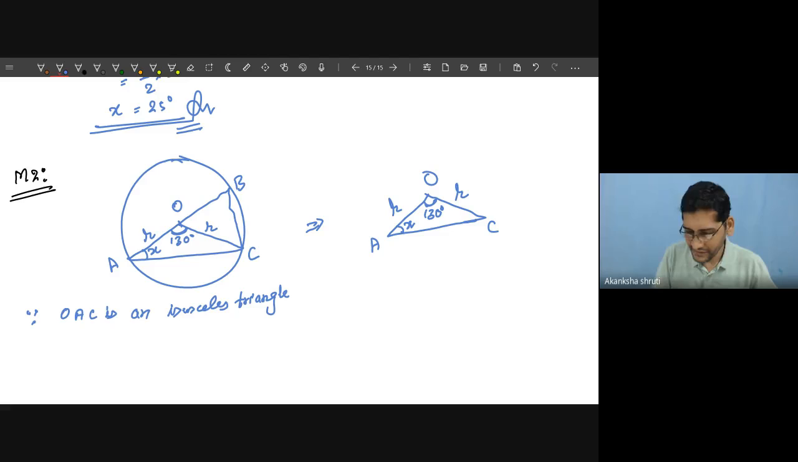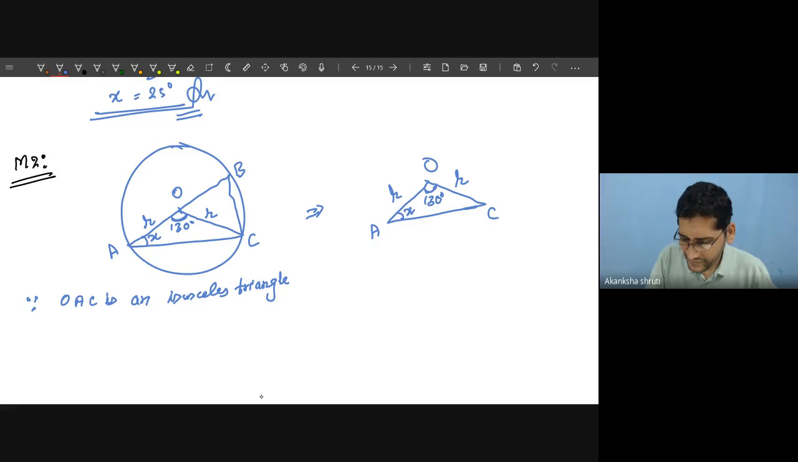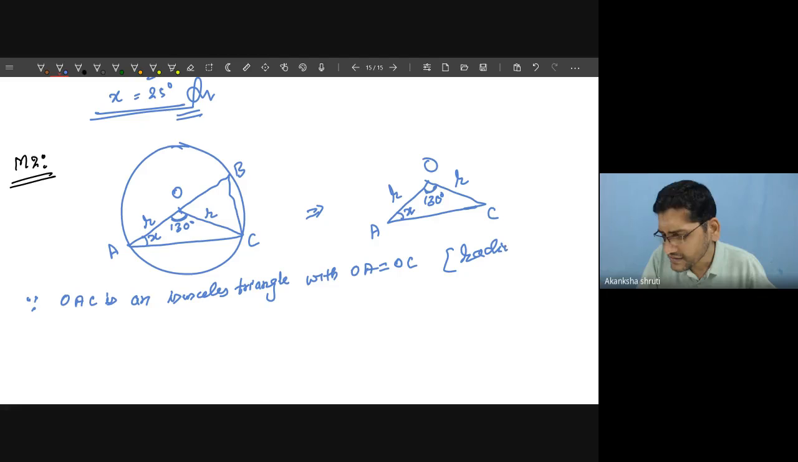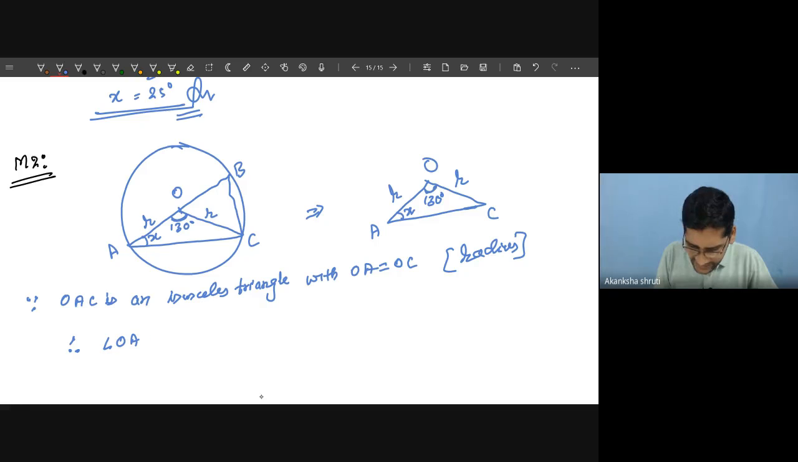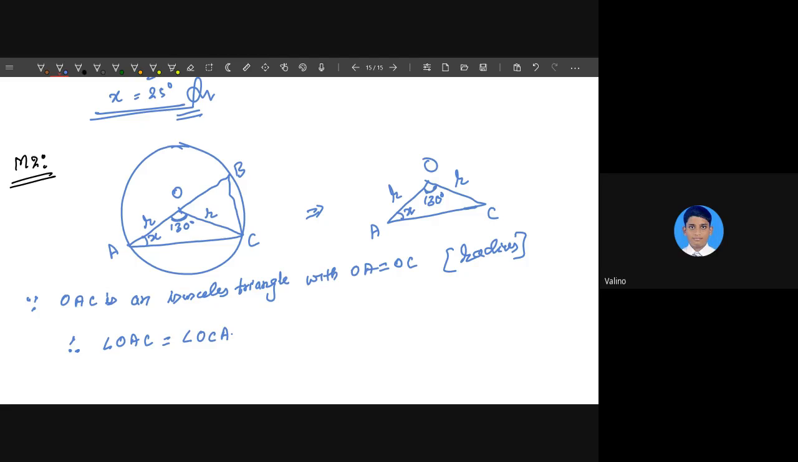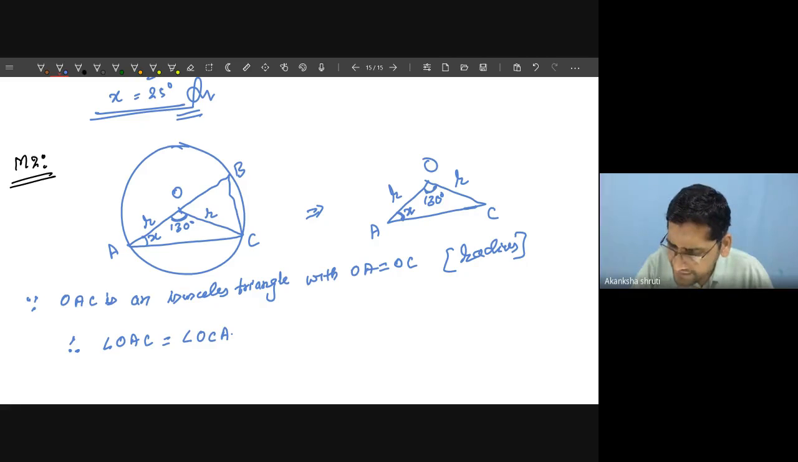Very good. So here this side OA is equal to OC. Why so? Since both are radius of the circle, therefore angle OAC is equal to angle OCA. Get it? So while angle A is considered as x, the angle C will also be x.